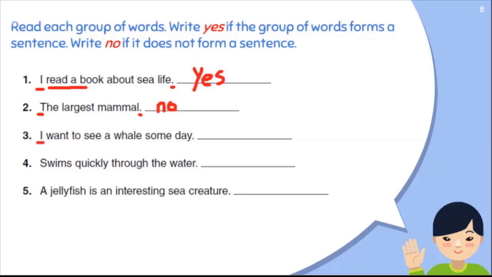Number 3, I want to see a whale someday. Capital letter, yes. End point, yes. Subject and predicate, also yes. Does it show a complete thought? Also yes. So this is a complete sentence.